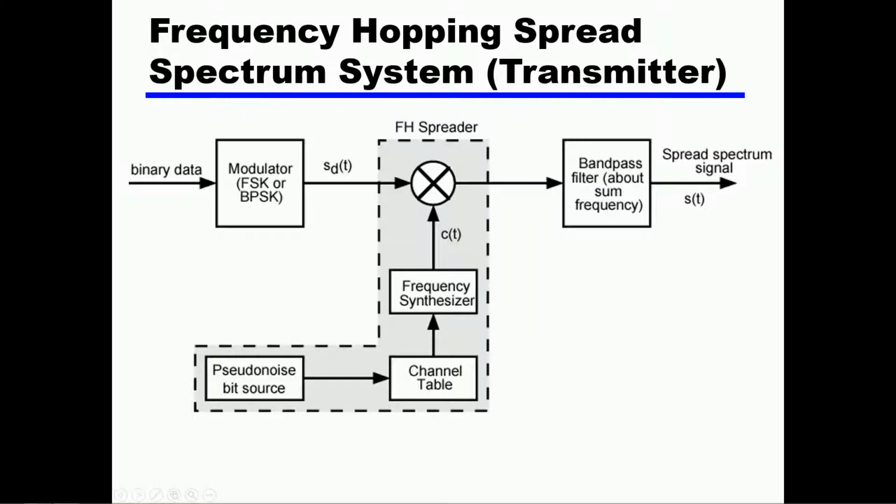So how does the actual transmitter work? Here we have our modulator, and it goes into a frequency hopping spreader, and a big part of that is our pseudo noise, our channel tables, and our frequency synthesizer, and that allows us to do our filter out.